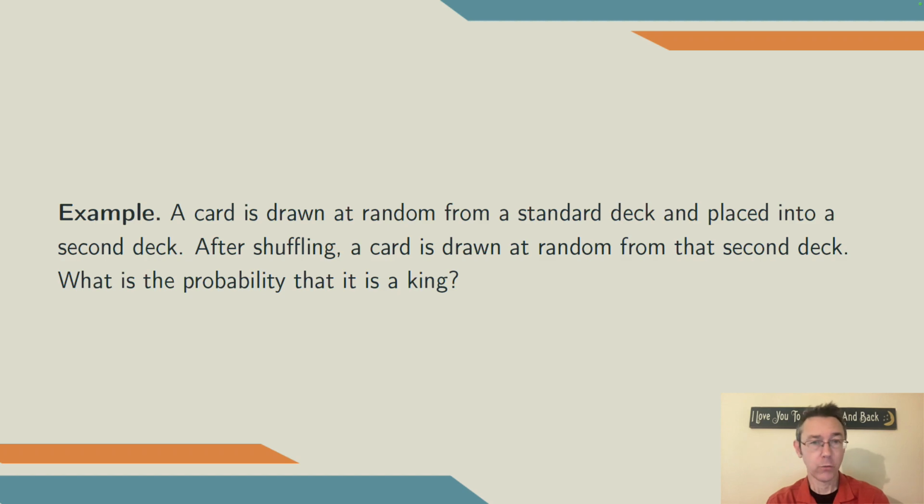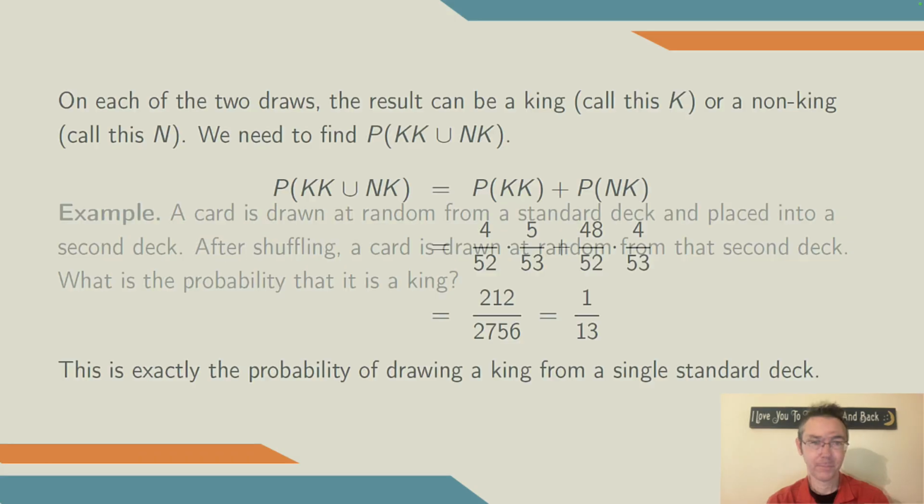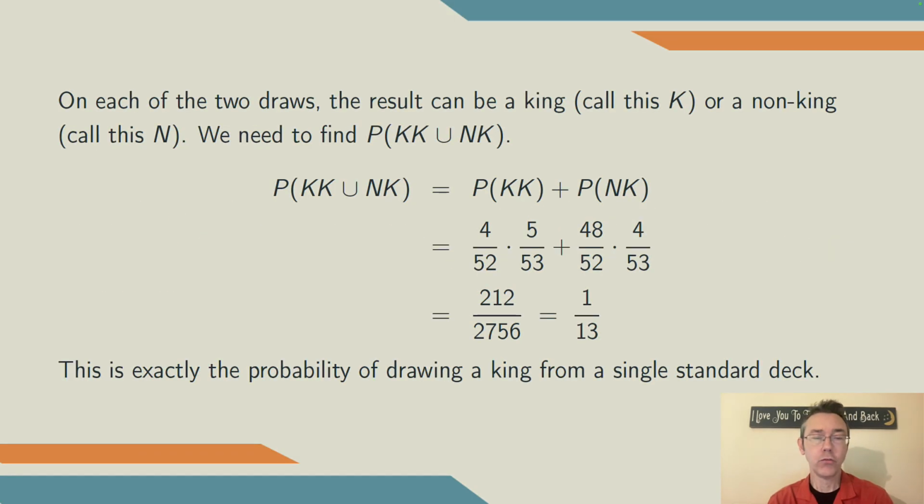A card is drawn at random from one standard deck and then placed into a second deck. That second deck is shuffled, and then a card is drawn at random. What's the probability that that second card drawn is a king? So on each of the two draws, from the first deck and then from the second deck, we can either have a king, we'll call that event K, or a non-king, call that event N.